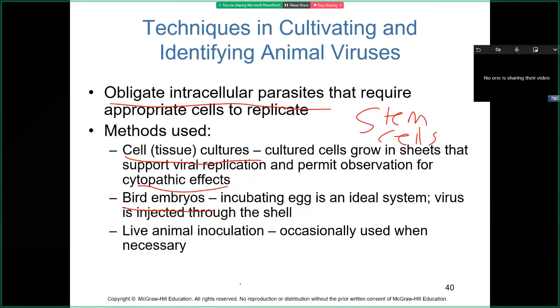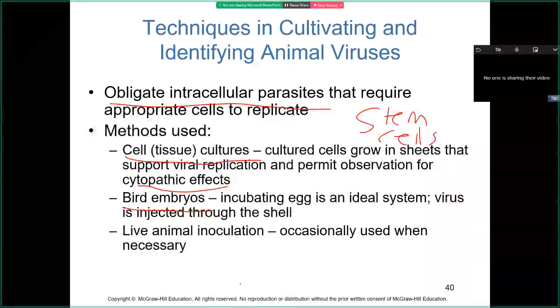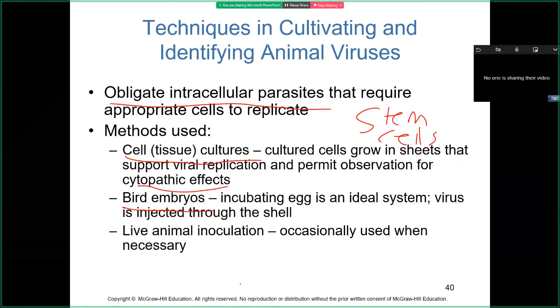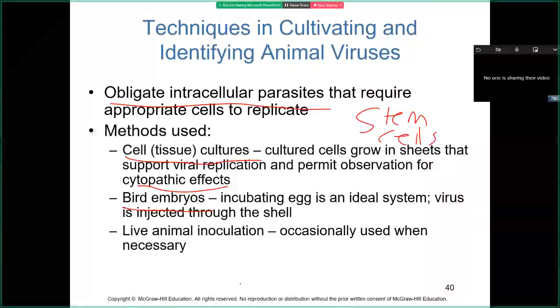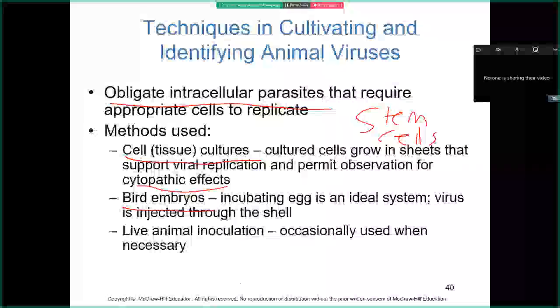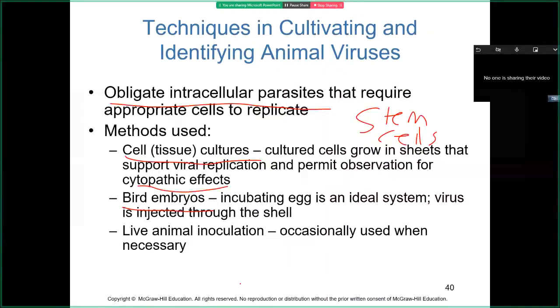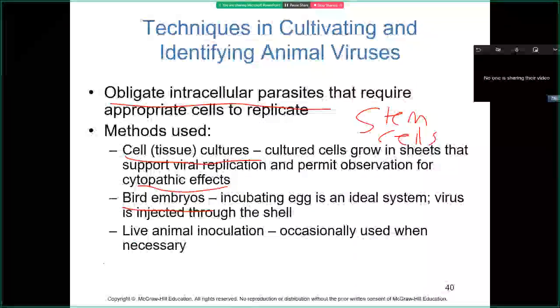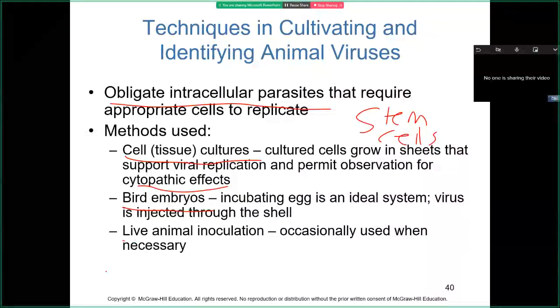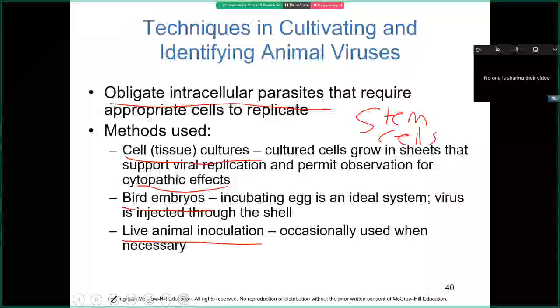The conditions under which it can be done don't have to be regulated as tightly. All of these, of course, do require very special conditions. They have to be free of contaminants, and so the laboratory protocol has to be pretty stringent to make these work. And then the last thing, which for some people poses ethical problems, is actually using live animals.